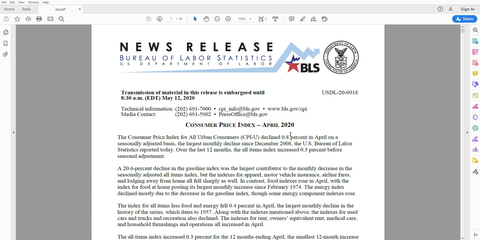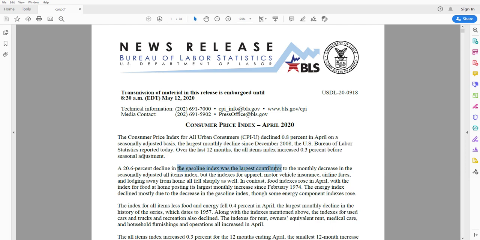The one that I pulled up is for April 2020, and we notice that the consumer price index declined 0.8% in April on a seasonally adjusted basis. Over the past 12 months, the all items index increased by 0.3%. So on a month-to-month basis, from March to April, we see some type of deflation happening within the United States. But over the past year, we have a very, very low rate of inflation, 0.3%.